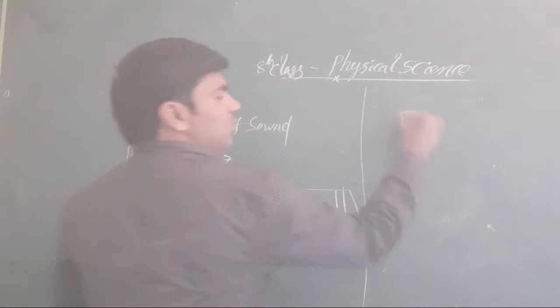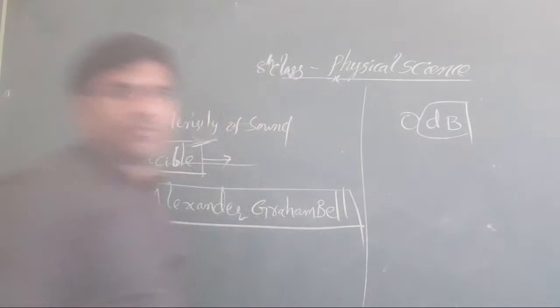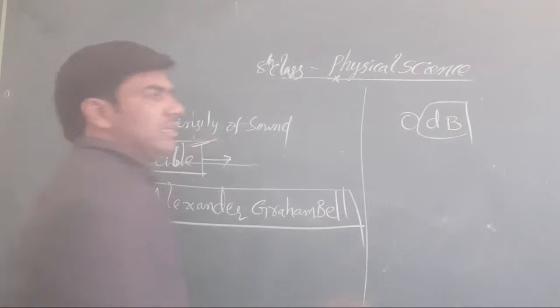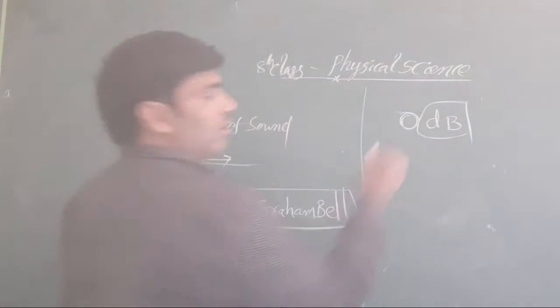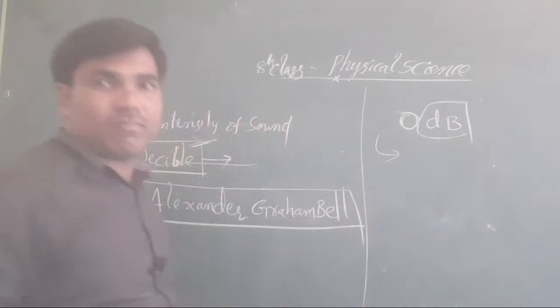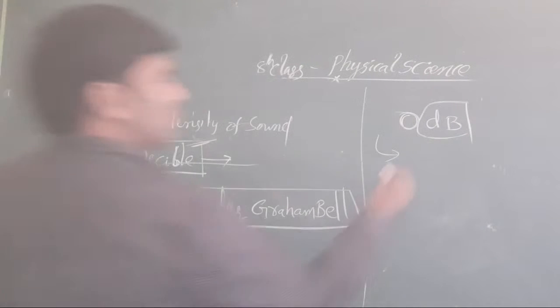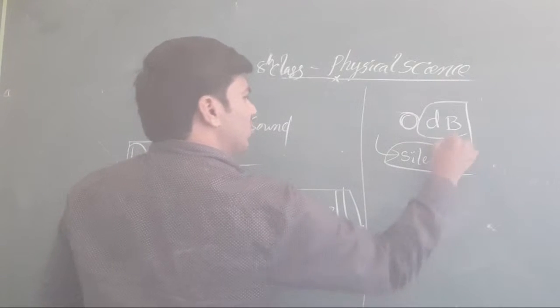Now, 0 decibels is indicated by dB, small d and capital B. A 0 decibel level is called silence. Silence means there is no sound. No sound is nothing but no intensity of sound. That is total silence, which indicates 0 decibels.